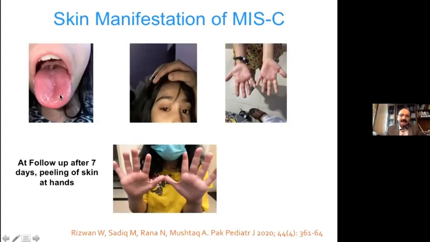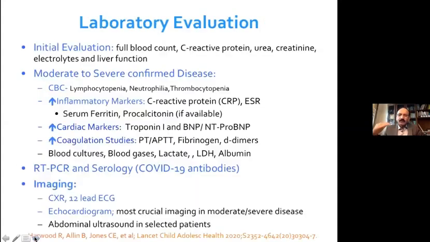This is a classical picture published by our institution. You can see redness of the tongue. You can see conjunctivitis, which can be unilateral or bilateral. You can see redness and peeling of skin from the hands, which are being shown over here.